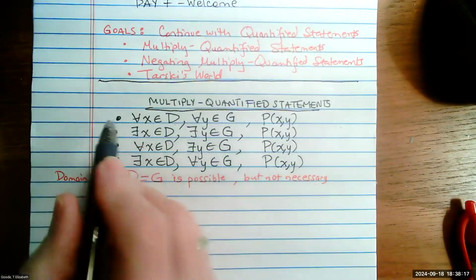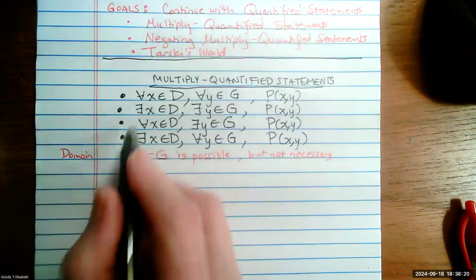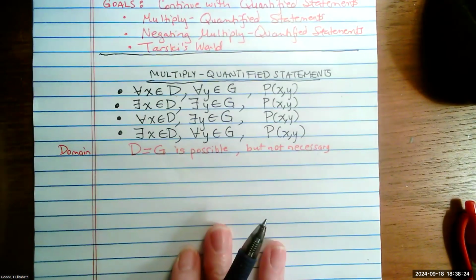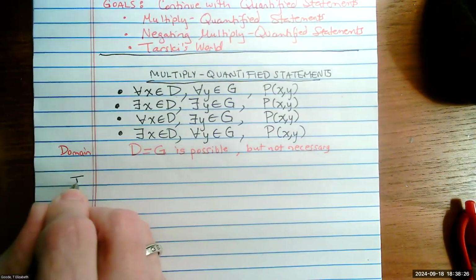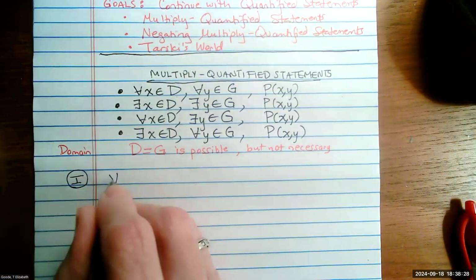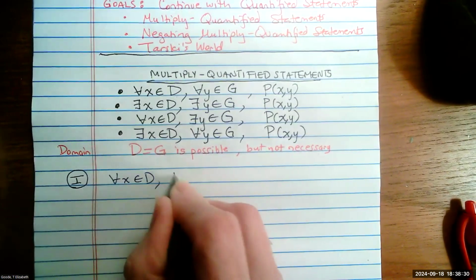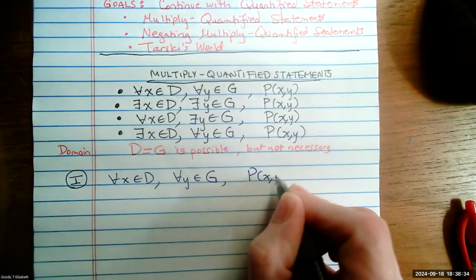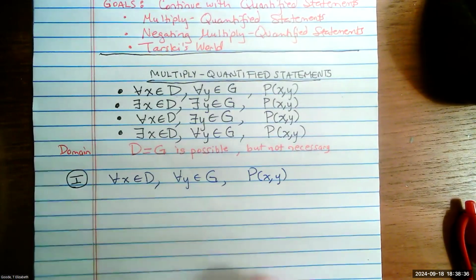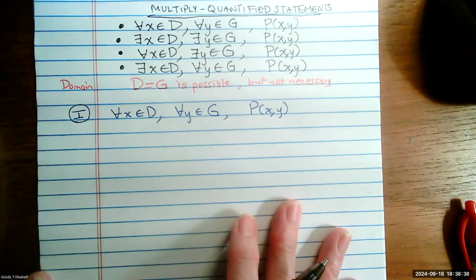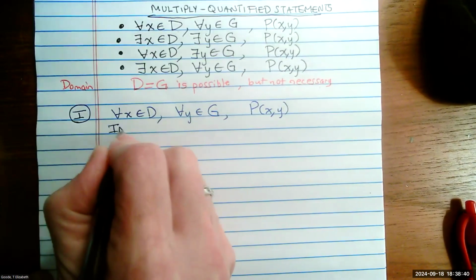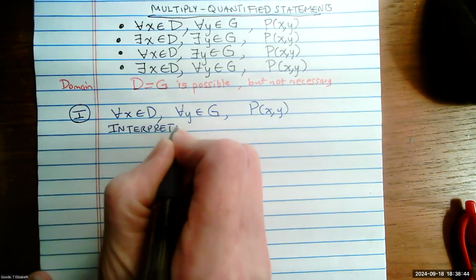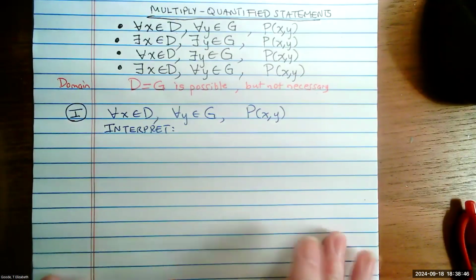So let's start with the first kind of version or flavor of multiply quantified statement. We'll just call it Roman numeral 1: for all X in D and for all Y in G, some property P of X, Y holds. Some predicate P of X, Y is true. Okay, this means just exactly what you think it means. So the way that we interpret this, there's nothing surprising.